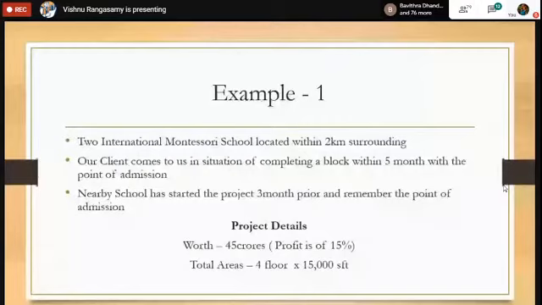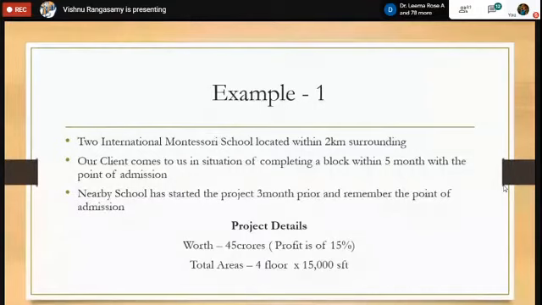So this is the situation our client comes from. We need to complete the whole project, a 45 crores worth project, within 5 months. So you cannot go for the conventional construction method to complete this project. Next, I will list the examples, and then I will propose some of the solutions we have implemented on site.